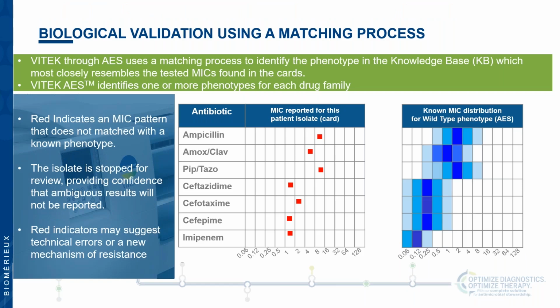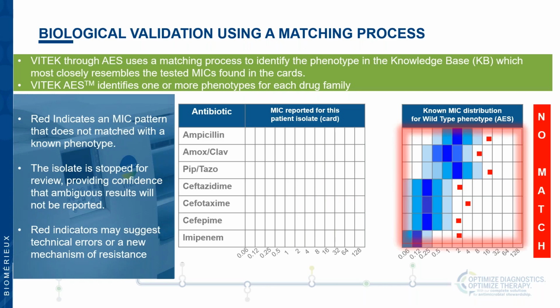If the isolate does not match a defined phenotype in the knowledge base, because 2 or more MICs are out of range, the AES will not propose any corrections or phenotypes, and a final result will not be possible. This is also known as a red result or an inconsistent result. Red indicators may suggest technical errors or, less likely, a new mechanism of resistance. If the results do confirm and you do suspect some novel resistance in your organism, though, please do get in touch with us if you see this and discuss sending us the isolate for inclusion in the database.